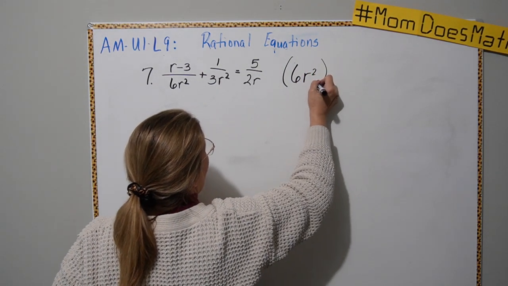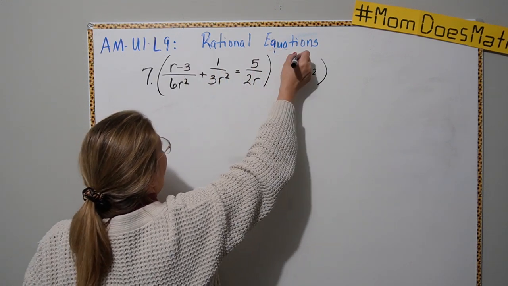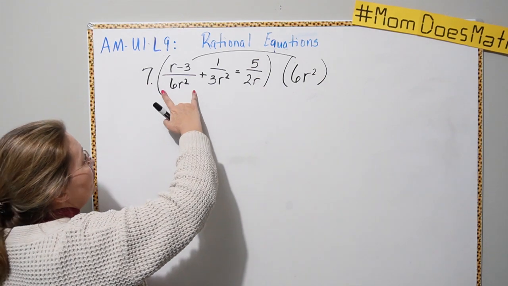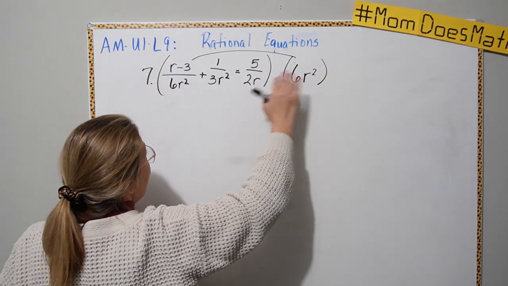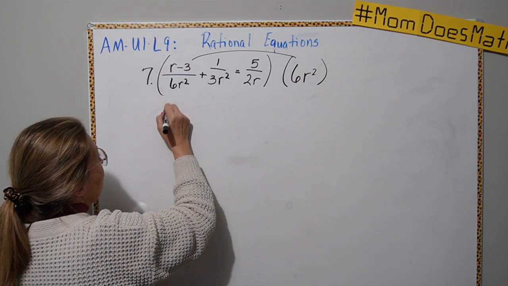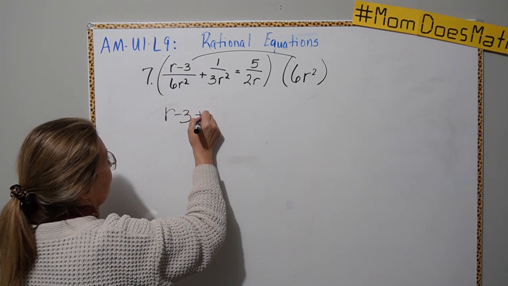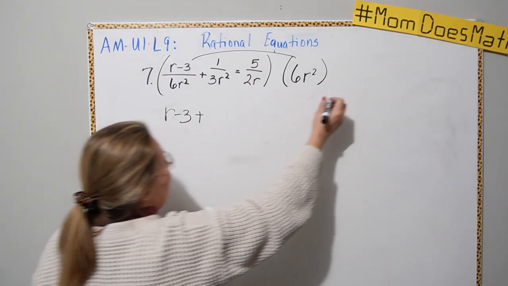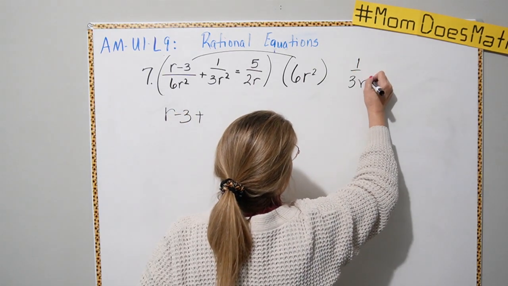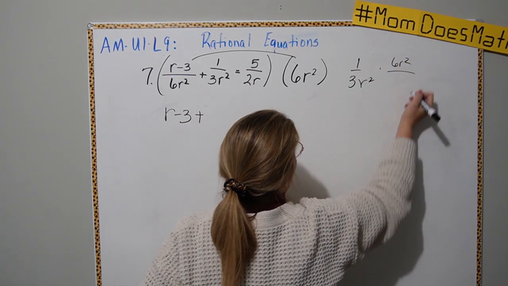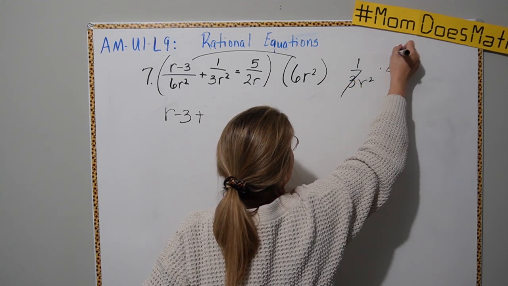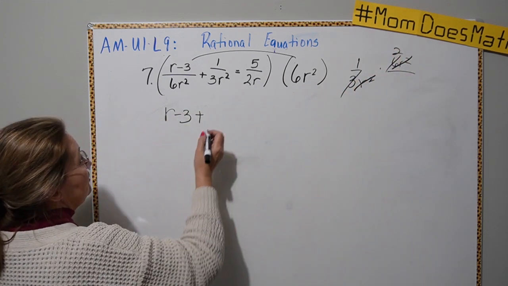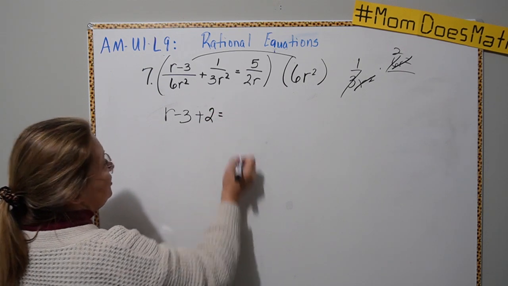Squared. All right, so what we want to do is we're going to multiply 6r squared times all 3 of these. And when I multiply it times this first one, your 6r squareds cancel out, and all you have is r minus 3. All right, now here, when I multiply 1 over 3r squared times this, all right, what happens? 3 goes into 6 2 times. The r squares divide out to 1, so what you actually have left is 2.